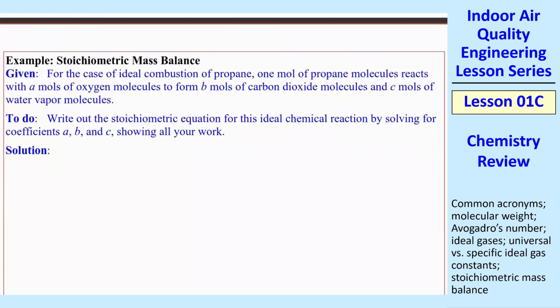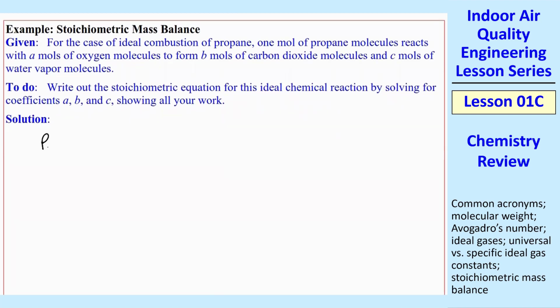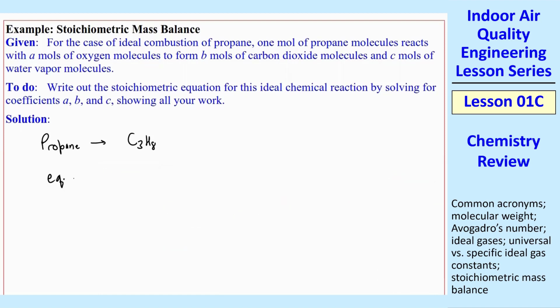Let me conclude with a simple example here. For the case of ideal combustion of propane, we have 1 mole of propane reacting with A moles of oxygen molecules to form B moles of carbon dioxide molecules and water vapor. So write out the stoichiometric equation and solve for coefficients A, B, and C. First of all, I need to look up the chemical formula for propane. So you just jump on the internet and get that. It's C3H8. And then the equation I would set up for 1 mole of propane, so that coefficient here is 1, plus A moles of oxygen, so AO2 yields B moles of CO2 plus C moles of water vapor.